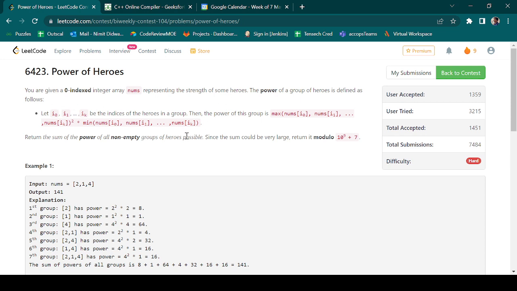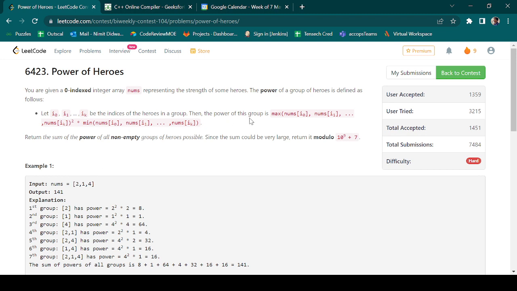So basically, there is a vector, and at a particular index the power of a hero is given. So the power of the 0th hero is 2, the power of the 1st hero is 1, the power of the second hero is 4. What we have to do is find the power of all non-empty groups of heroes possible. Since the sum could be large, we have to do modulo 10 to the power 9 plus 7.